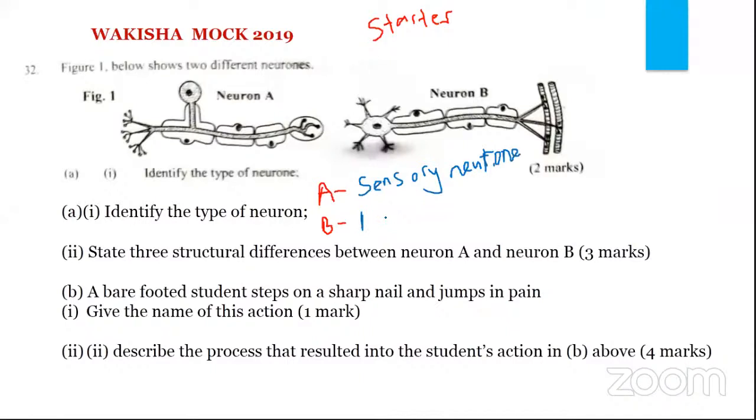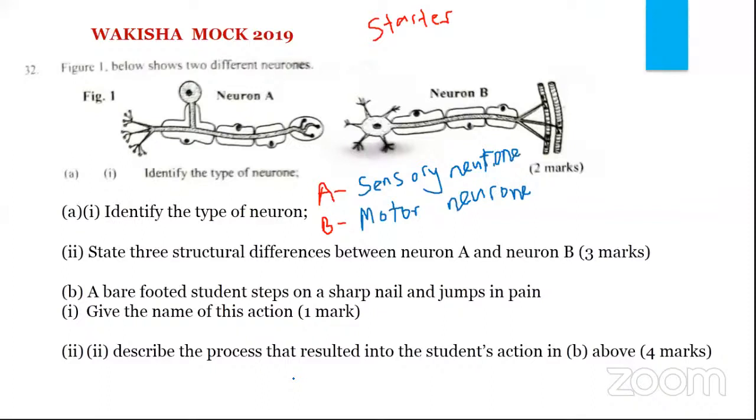Motor neuron. Okay. And then part 2 says set 3 structural differences between neuron A and neuron B. So what would be those structural differences?